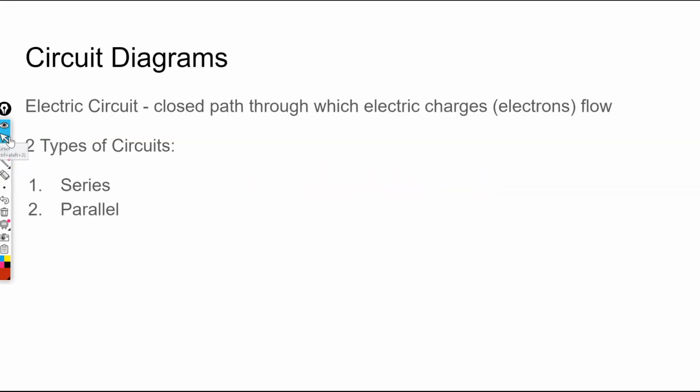All right, so when we talk about circuits, we're first going to draw mainly circuit diagrams. So we're going to actually draw a diagram of how this circuit looks. Remember, when we talk about electric circuits, that's the closed path through which electrons, or electric charges, flow. And there are two types of circuits that we're going to talk about and use today, which are a series circuit and a parallel circuit.